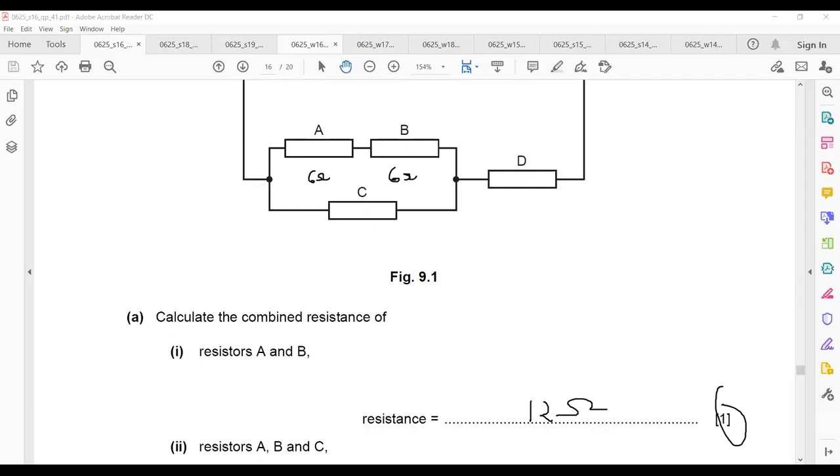Or if you want to show your working, if you write 6 plus 6 here, or the total resistance will be R1 plus R2, that is also correct. But because it is only one mark, the mark is only for the answer, not for writing a formula.